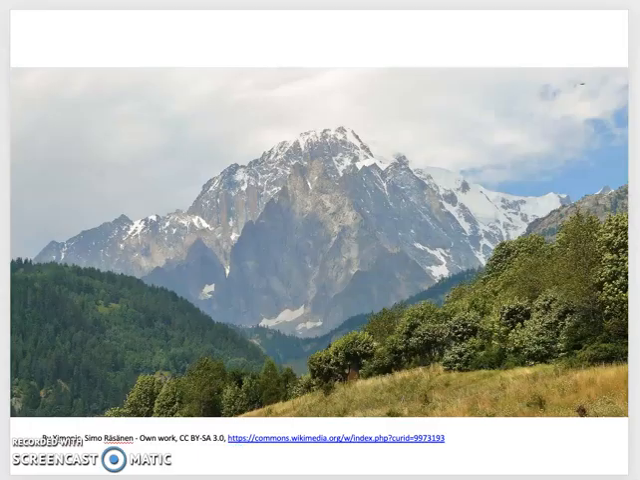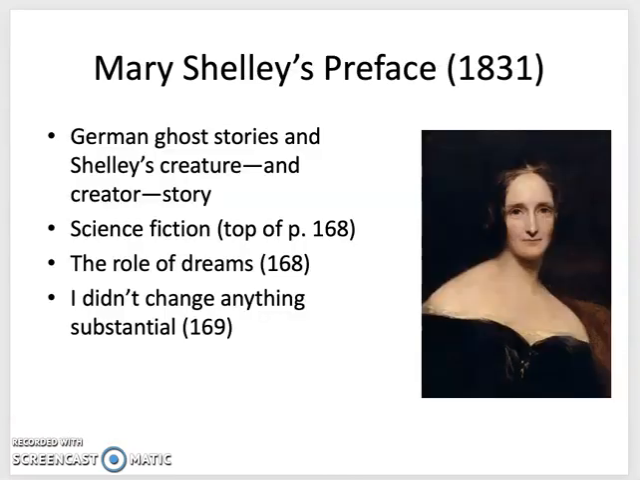Here's a picture of Mont Blanc, beautiful Alps, and this is the area that they're going to be walking around in. So that would truly be inspiring for someone to write. Mary Shelley's preface. We don't have time to go into this one. It's real. I love it. Just read it. Those numbers, page 168 and so on, are based on the Norton edition. Read it for what she talks about, especially the origin story.